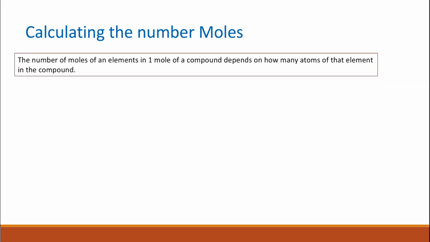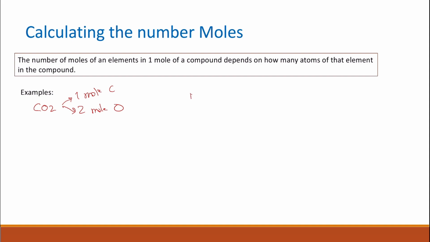So we can also calculate the number of moles of an element in a compound, because the number of moles of an element in 1 mole of a compound will depend on how many atoms of that element are in that compound. So let's have some examples. So if we have carbon dioxide, 1 mole of carbon dioxide will contain 1 mole of carbon, but it has 2 moles of oxygen.